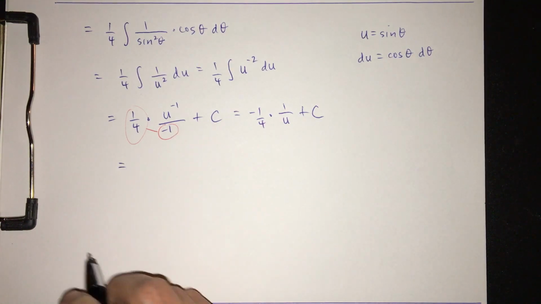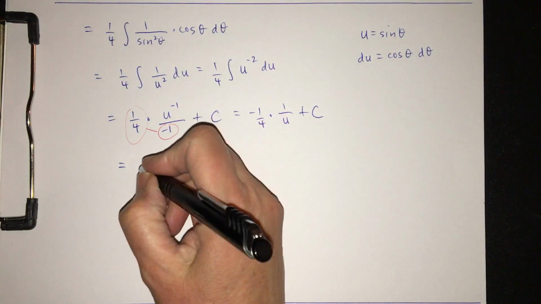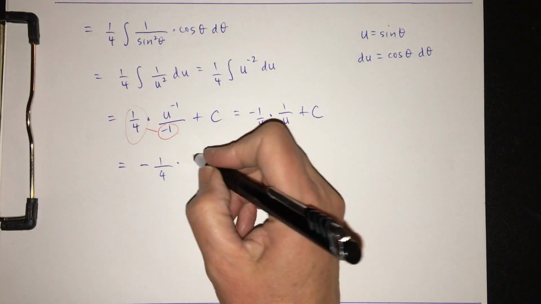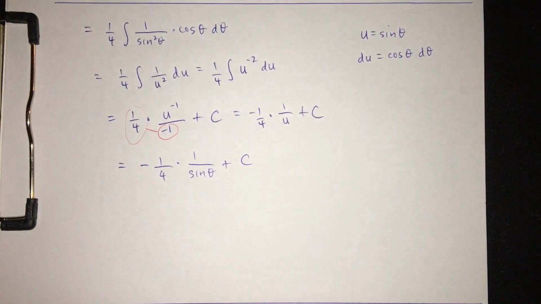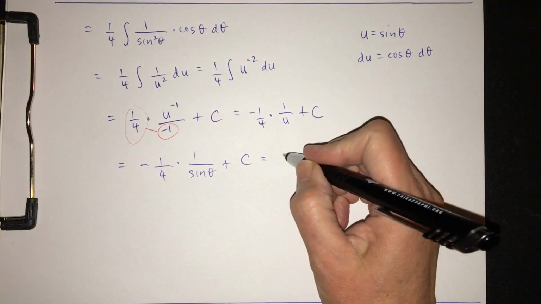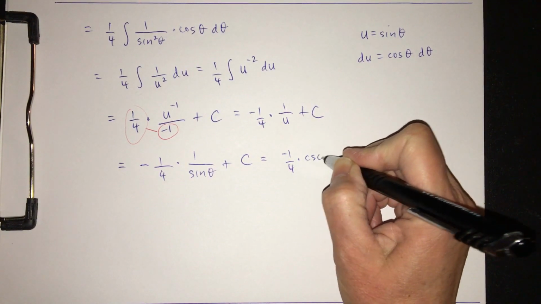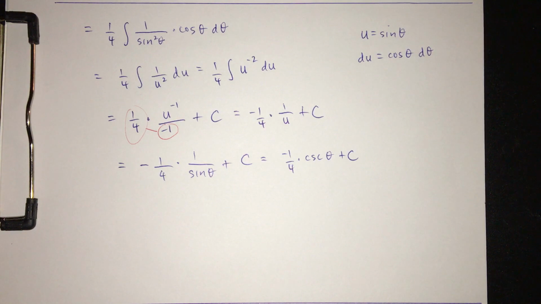So first we'll go back to theta. U equals sine theta, so I'll have negative 1/4 times 1 over sine theta plus c. And maybe I want to say that's negative 1/4 times cosecant theta plus c, since 1 over sine theta is equal to cosecant theta.